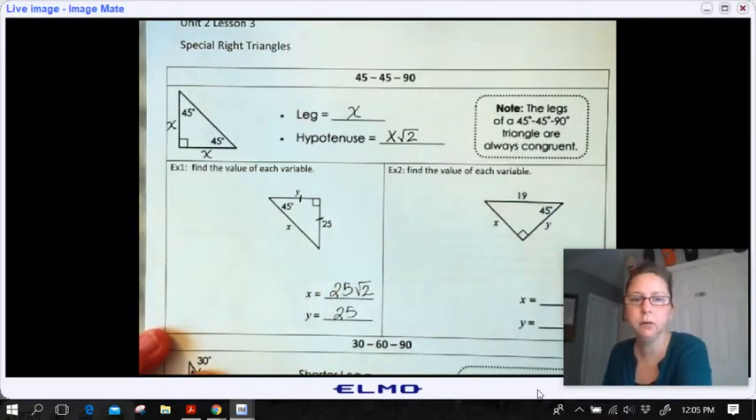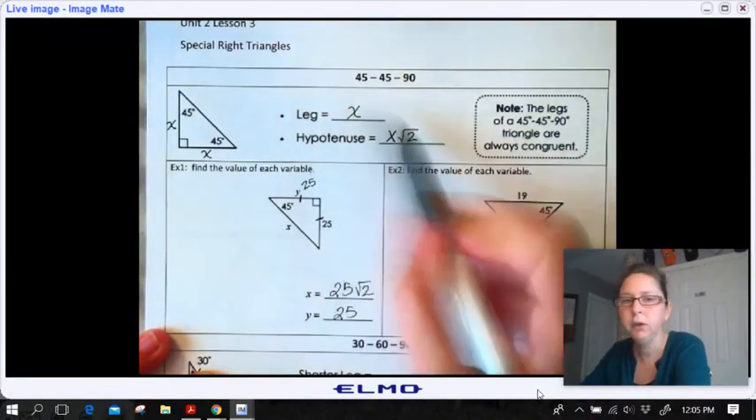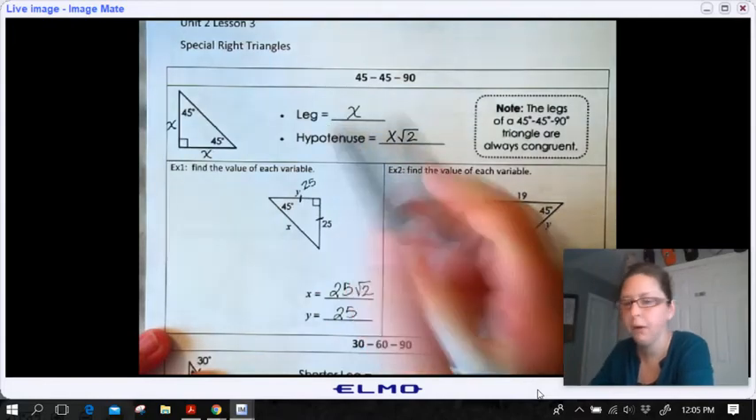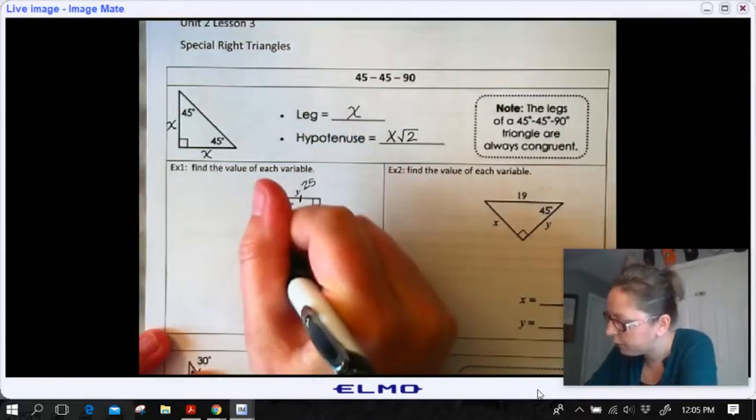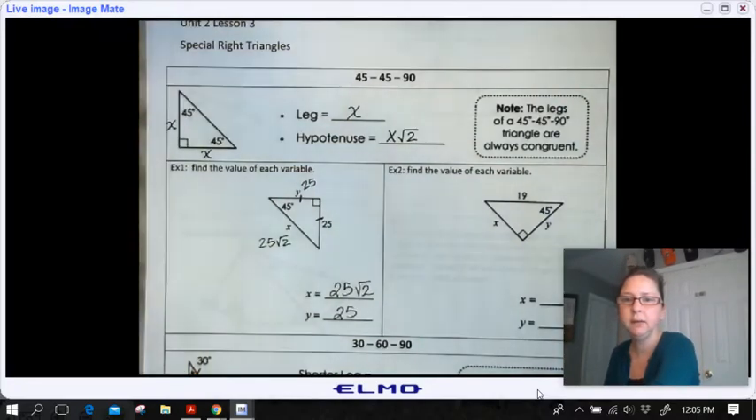And that's it. We're just going to use the rules up here. So 25 square roots of 2. Let's take a look at a second example.